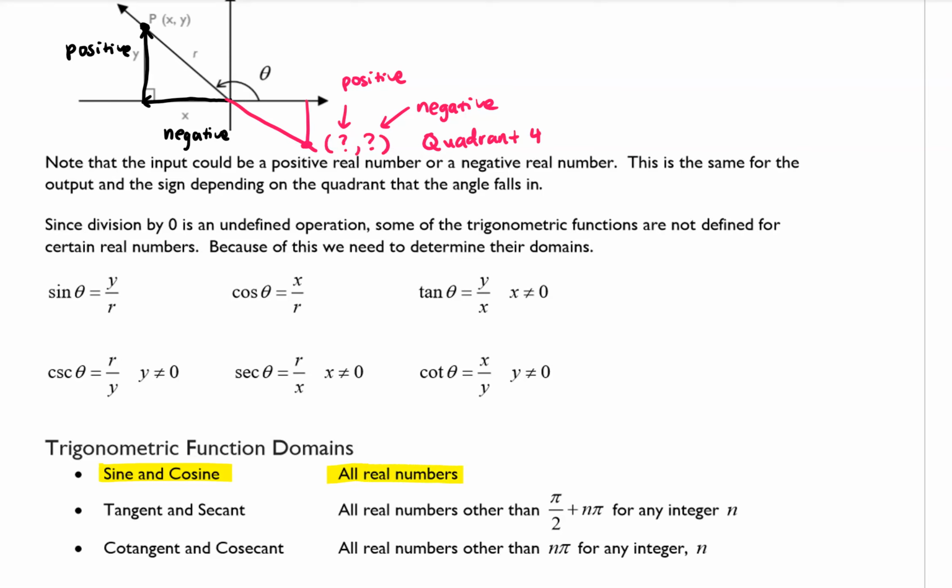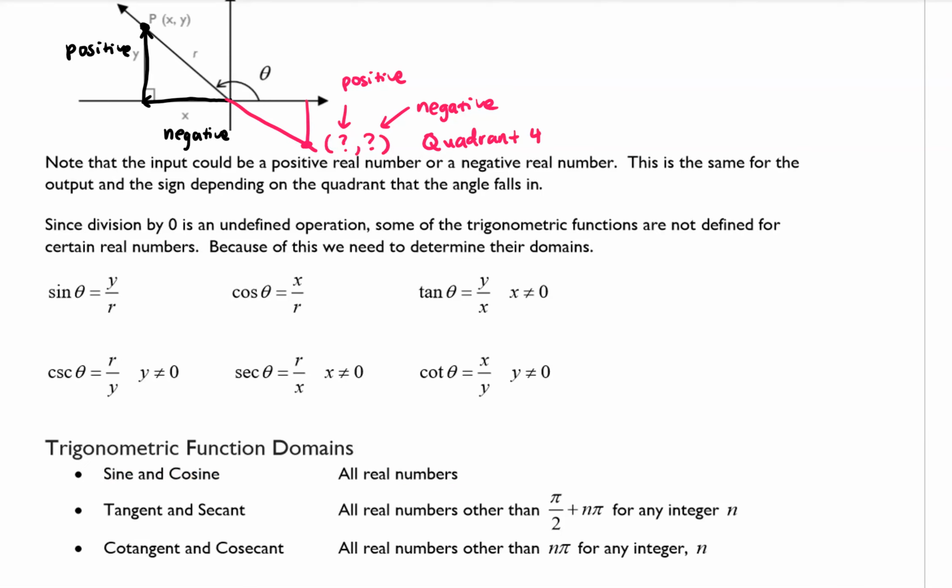And that is because if you think about an angle, it's always going to have an associated point on the unit circle, and that point is always going to have an x value and a y value. So we can plug in any angle into our sine or cosine function and get an output.